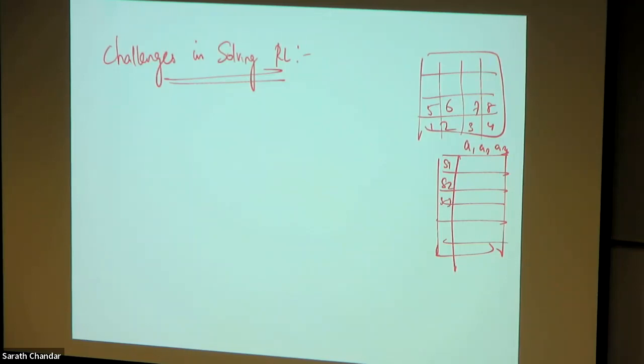tabular approach works for simple problems, but for a lot of interesting problems, the number of states is exponentially large, so tabular methods are not going to be efficient. So this is where the idea of representation learning comes in.